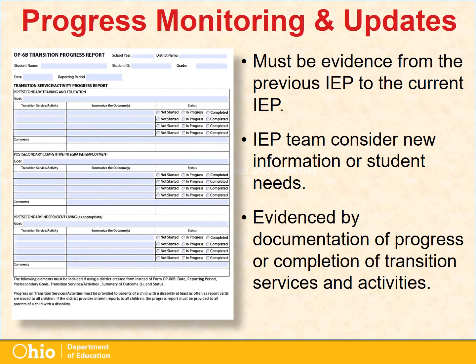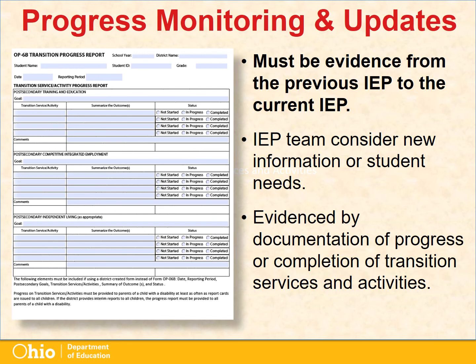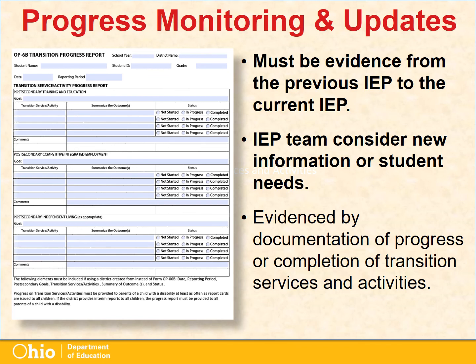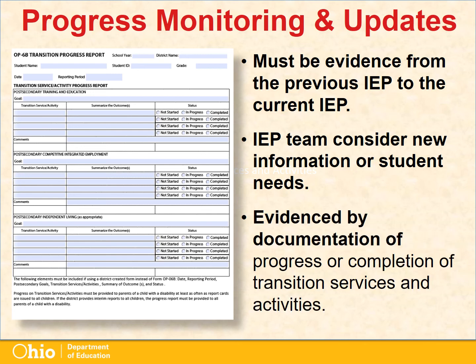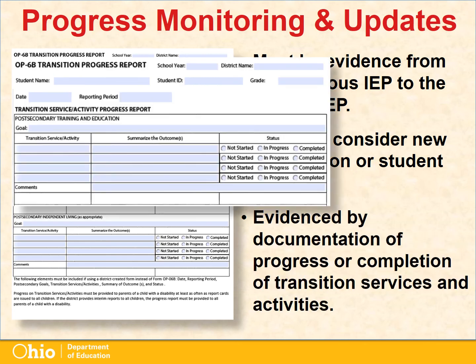As mentioned previously, secondary transition planning is an ongoing process. There must be evidence from the previous IEP to the current IEP that the IEP team considered any new information or student needs in relation to secondary transition planning. These considerations are evidenced by documentation of progress or completion of specific transition services and activities.